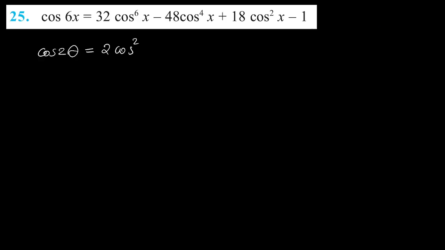2 cos square theta minus 1. We studied this formula. But I want cos 6x. Now the next step is substitution. To get 6x, what should be the substitution? Theta to be substituted as 3x. If I put theta equal to 3x, this will be cos of 2 into 3x, right? Cos of 6x, yes.